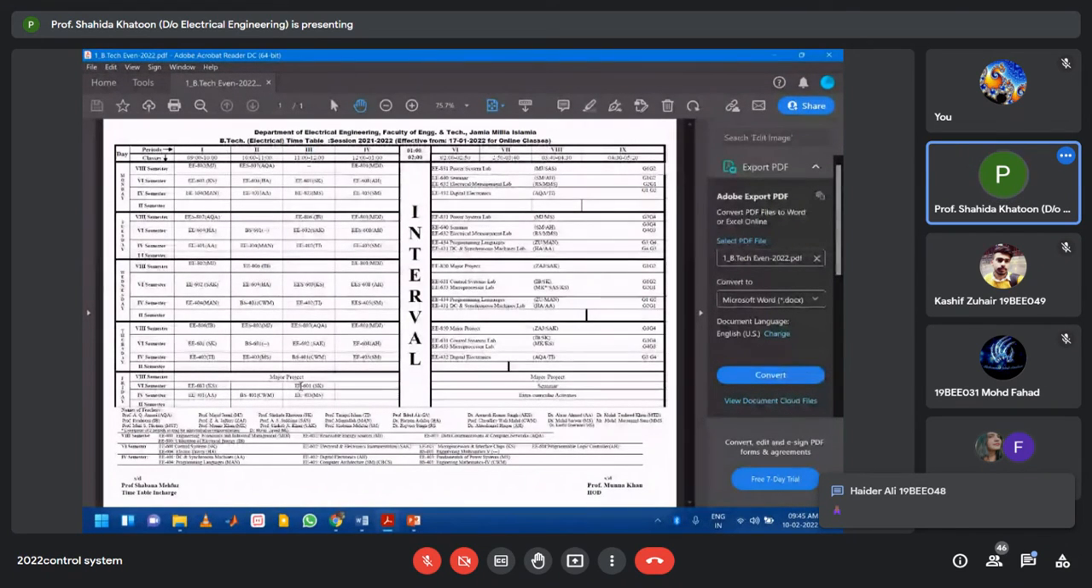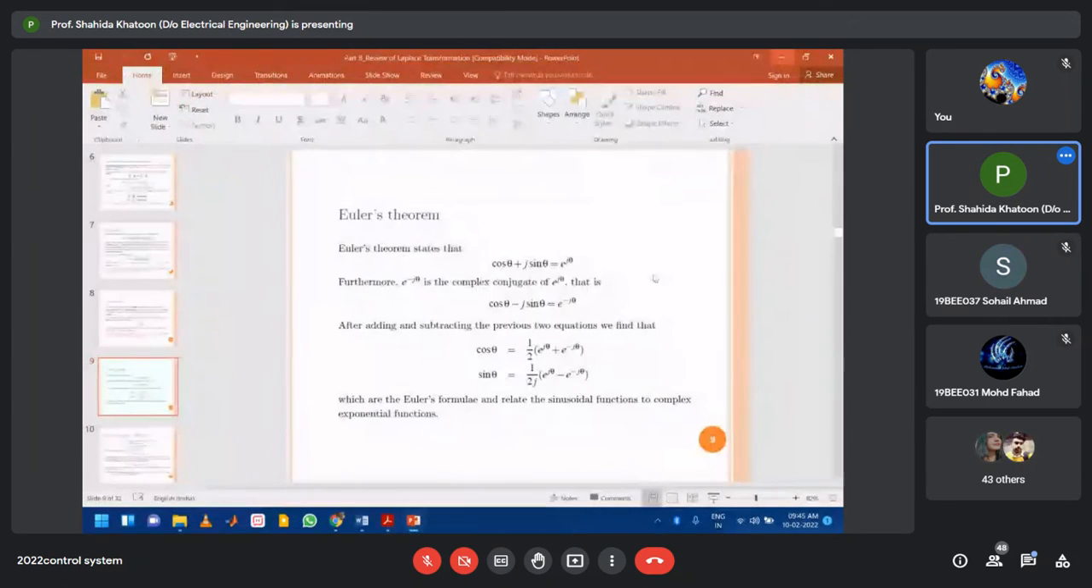Monday I won't take any class. Monday I have some work, I have to go somewhere. I will try to shuffle my class, but if that doesn't happen, then I will take this class 10 to 11. You can note down that I'll be taking your 10 to 11 class on Friday. I'll write on the Google Classroom also.